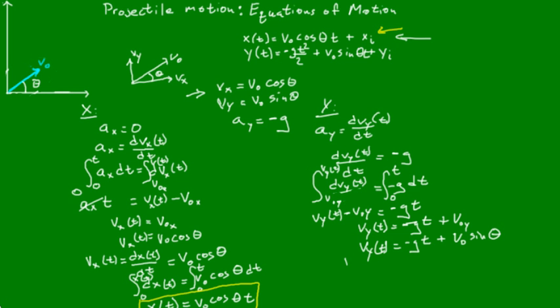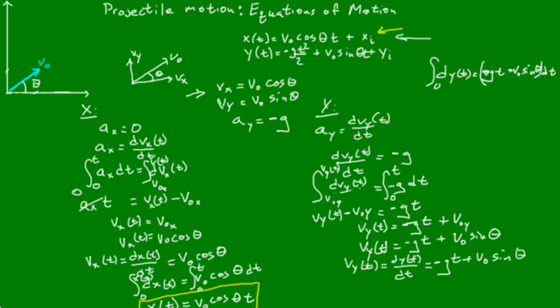So if we set v sub y of t equal to dy of t over dt equal to negative g t plus v naught sine of theta, we can separate variables and integrate again. So I'll start up here actually. So dy of t equals negative gt plus v naught sine theta dt. Put that in parentheses. And we're going to integrate this side from an initial position of 0, same thing we did before, to y of t, and we'll integrate this one from 0 to t.